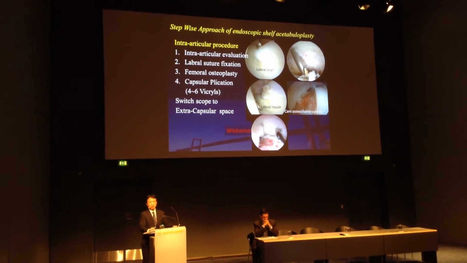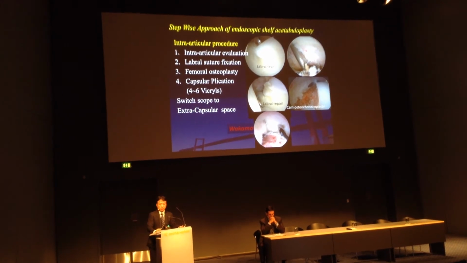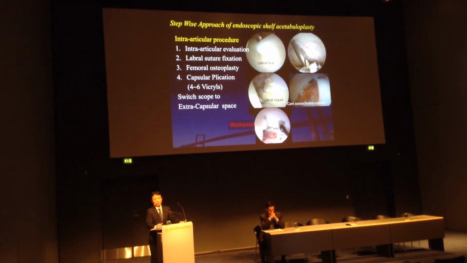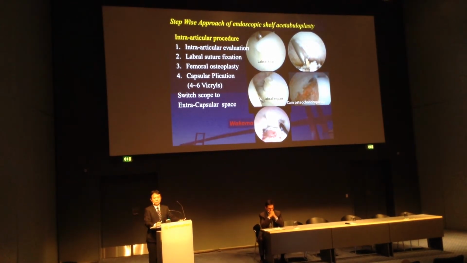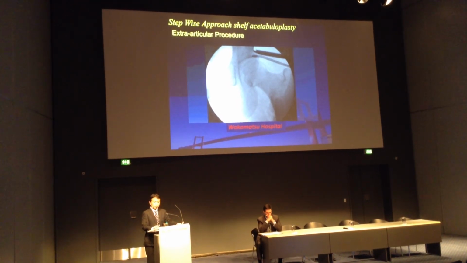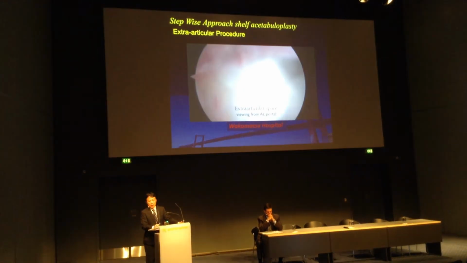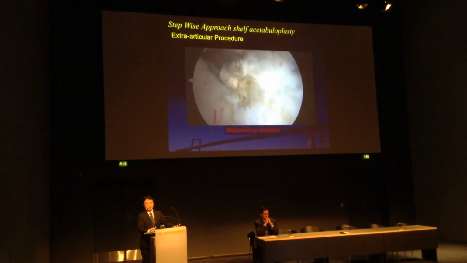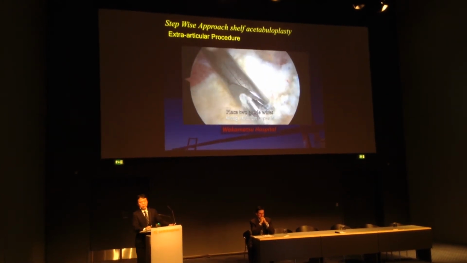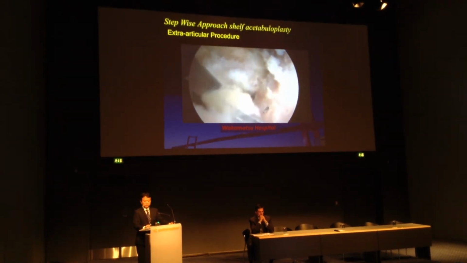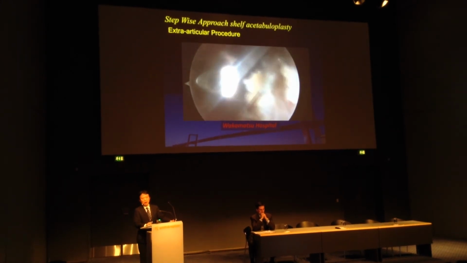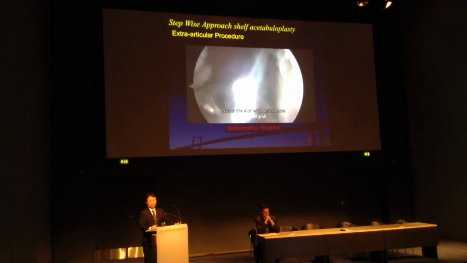So we're going to show you the stepwise approach of endoscopic acetabuloplasty. First we do intra-articular evaluation, labral suture fixation, femoral osteoplasty if applicable, and capsular plication, and switch the scope to the extra-articular space under image intensifier. First we identify the reflected head of the rectus femoris along with the acetabular limbus and debride. We introduce 2.4 mm guide wires along with the capsule and introduce the osteotome along the guide wire to make the slot for the shelf graft.